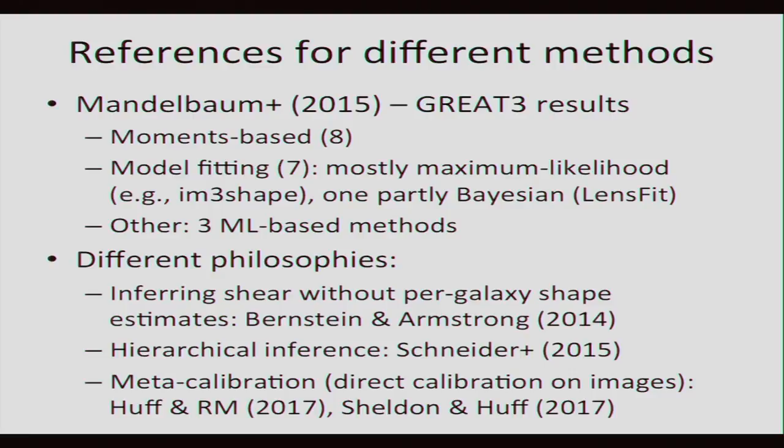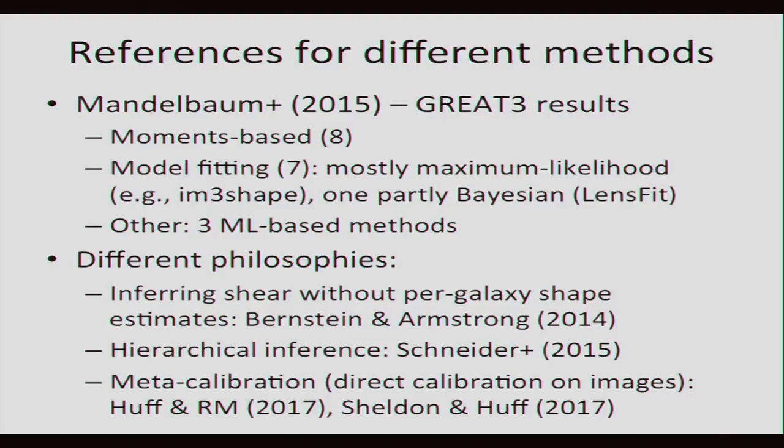So in that challenge, 8 of the methods involved measuring moments of the galaxy light profile and moments of the PSF and trying to correct the galaxy moments for the PSF in some way. 7 of the methods involved fitting a model to the galaxy light profile. So trying to essentially say, here's what the galaxy intrinsic light profile looks like. I will convolve it with a PSF, compare it to the image, and optimize the galaxy model parameters. Generally, maximum likelihood fitting, although there's one partly Bayesian method in the mix as well.